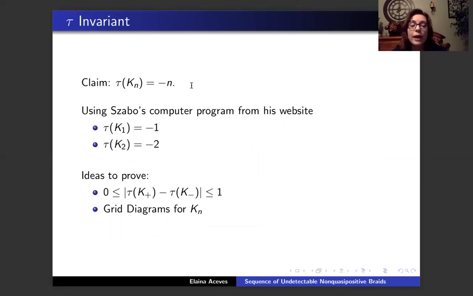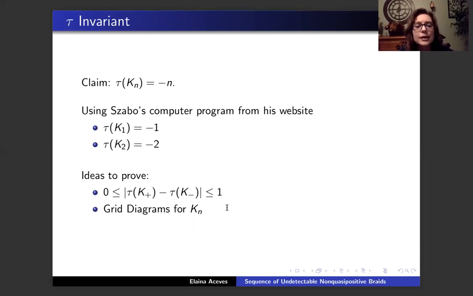So ideas that I've had so far that I'm exploring, we have this first relationship of the tau invariant. Here, K plus means that there's a knot that has a positive crossing in it. K minus means that same knot as K plus, except at that specific positive crossing, now it's a negative crossing. So we do have this relationship which could help us proceed from one braid in our sequence to the next.